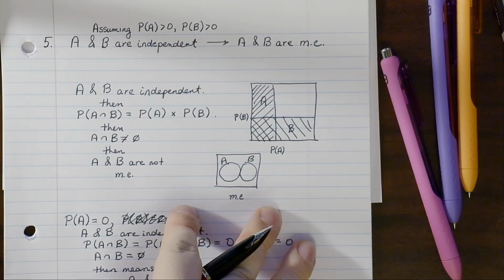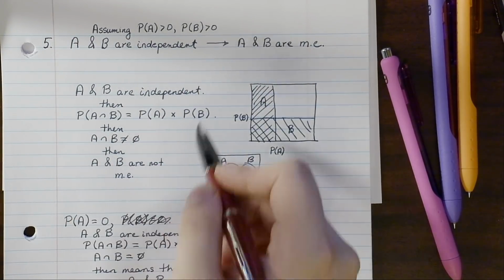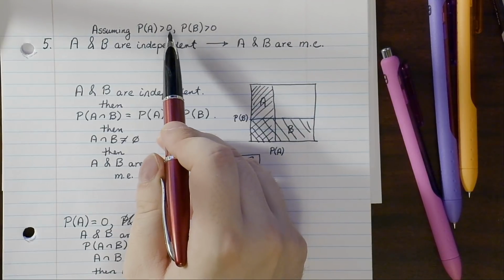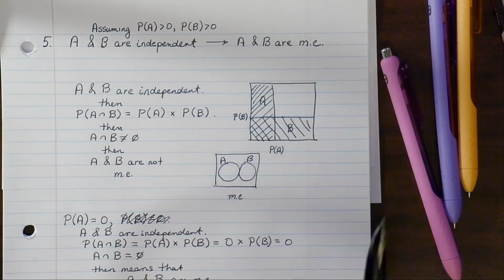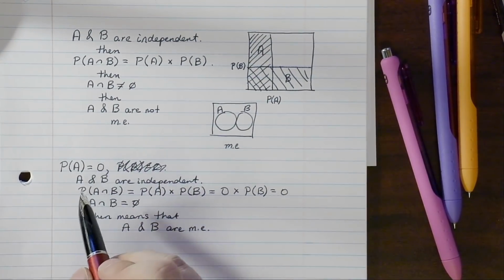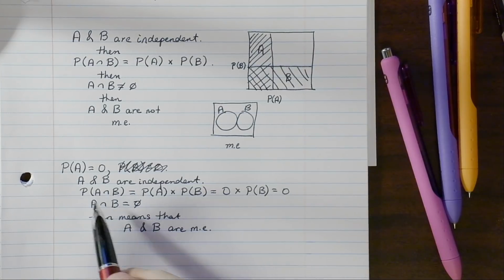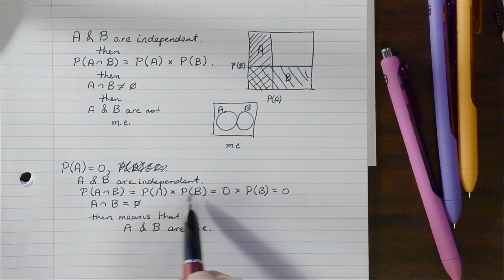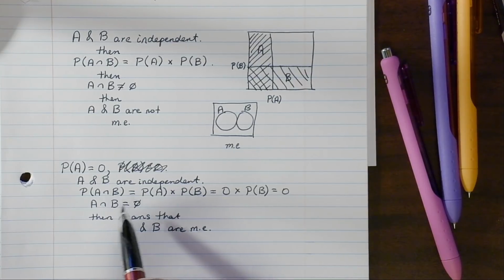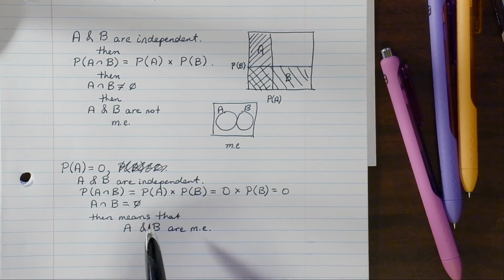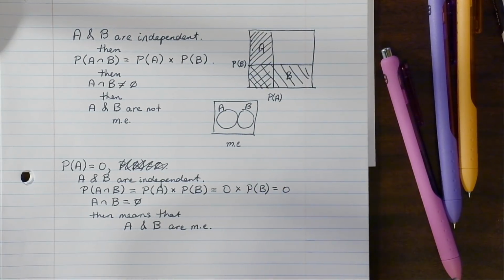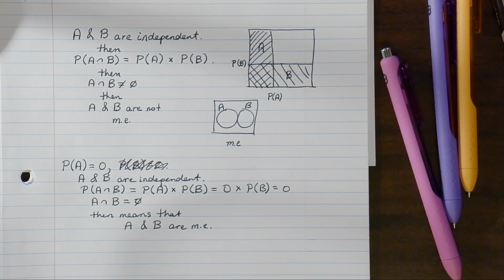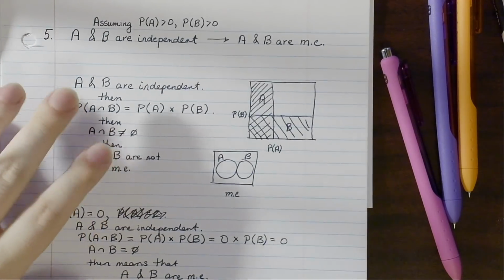So I think there was just a little subtlety in that, but I think this is the answer that they were going for. But I think that you have to assume that the probability of A and B is greater than 0. Because if I don't, one of them could be 0, which, assuming that they're independent, causes the probability of the intersection to be 0, which causes it to be an empty set for the intersection, which means that it is, in fact, mutually exclusive.